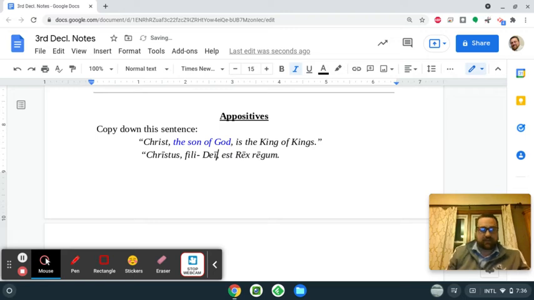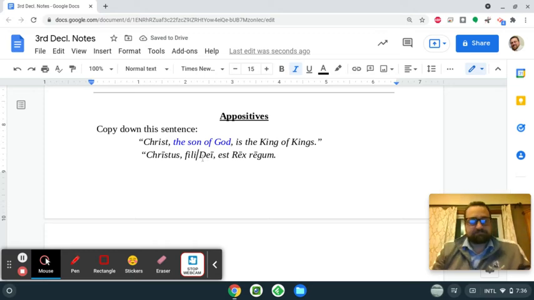So it's basically asking, what is the rule for appositives? What case should appositives be in? Or are they always in the same case? So pause the video, get thinking about that, and see if you can come up with not just a guess, but an educated guess, a guess with a reason.